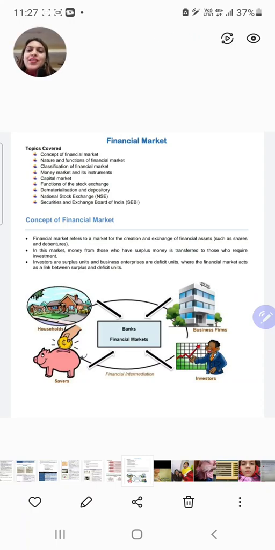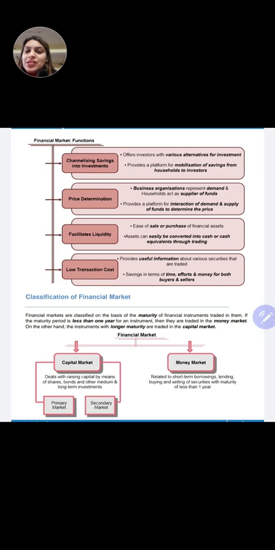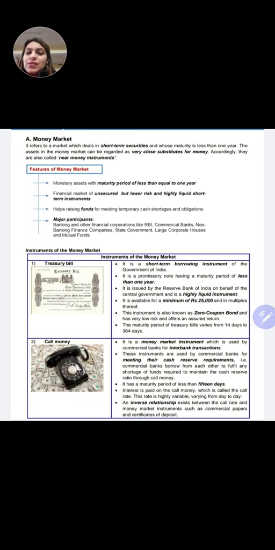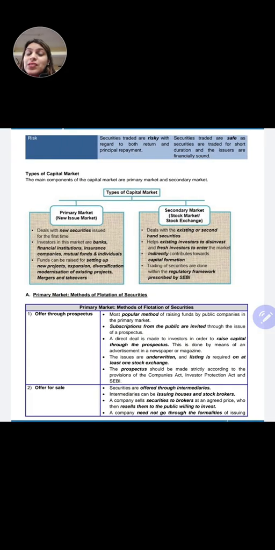Hello everyone. We were on the topic of financial market, in which we have done the concept. Then we talked about the financial market functions. We talked about the classification of this market, that is capital market and money market. We have also discussed the features of money market, the instruments involved, the difference between the capital and money market, and the types of capital market.